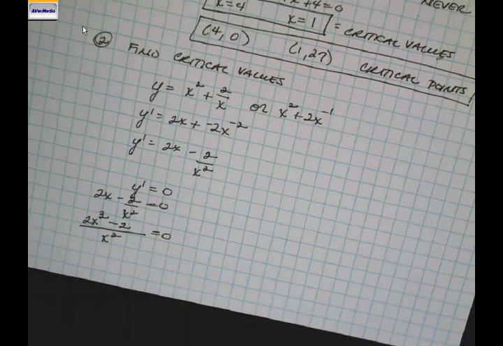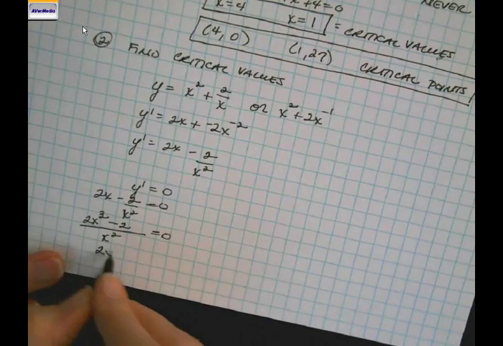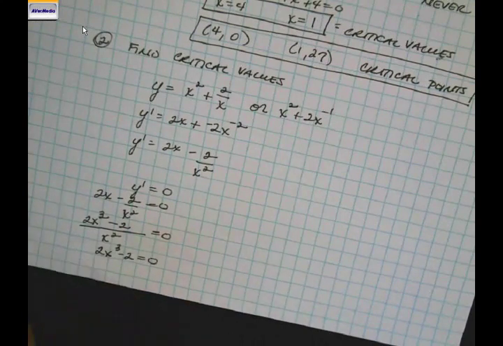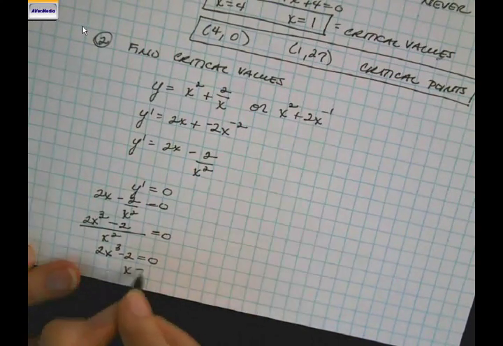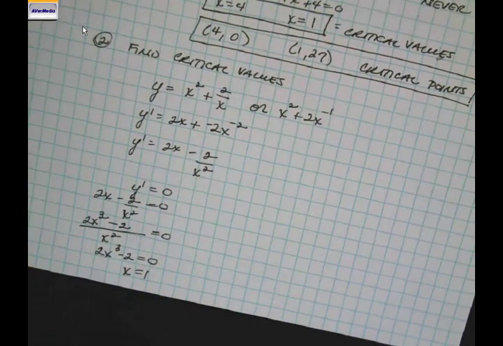Now, what makes that equal 0? Only when the numerator is 0 is the whole fraction equal to 0. So when is 2x cubed minus 2 equal to 0? When x cubed is equal to 1, or x is equal to 1, right? There's one of my critical values.